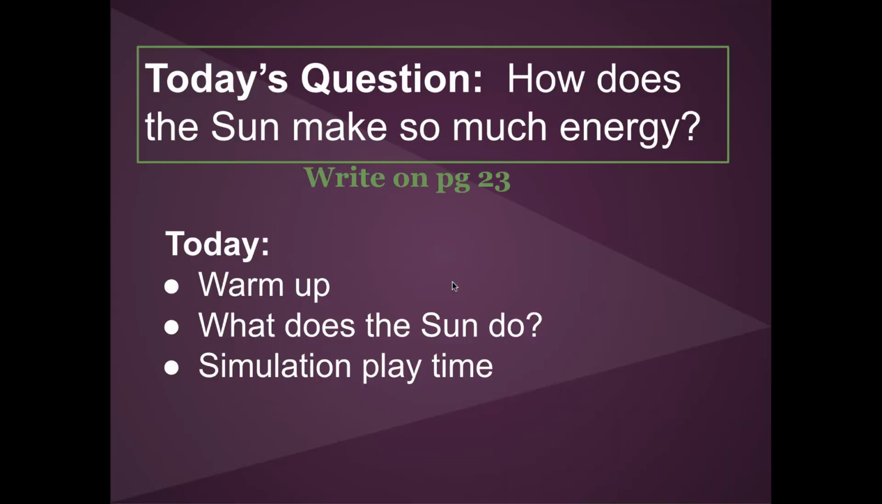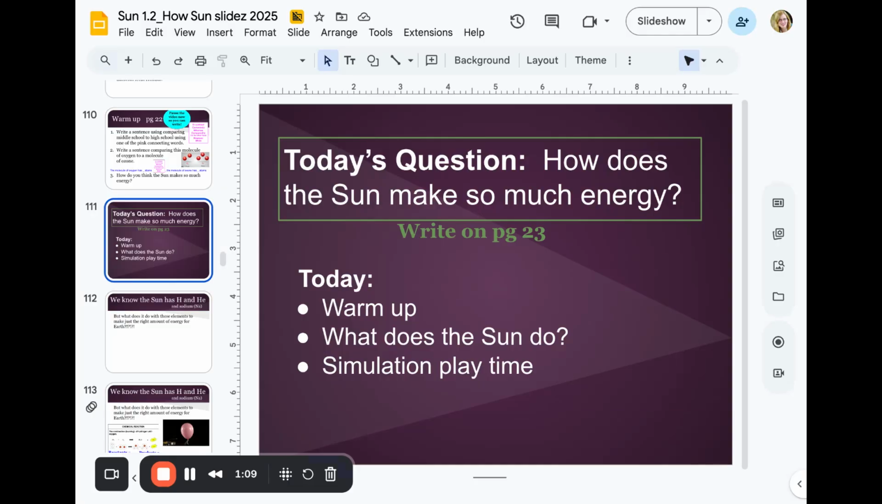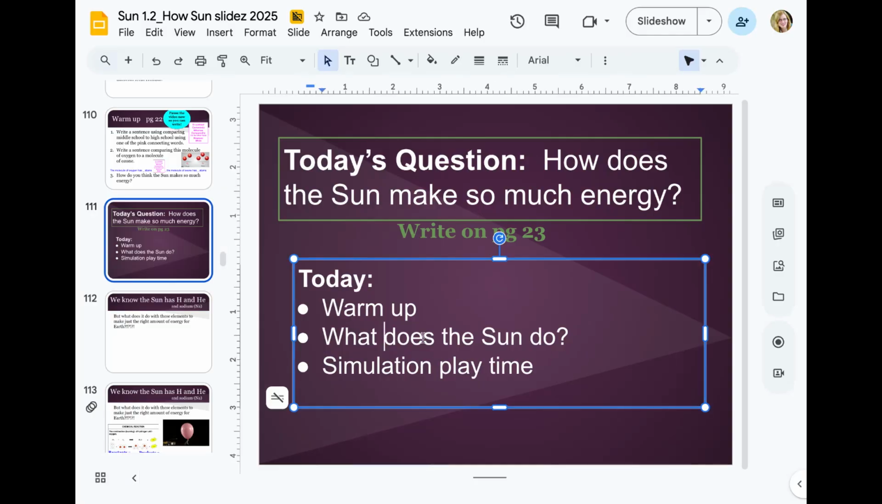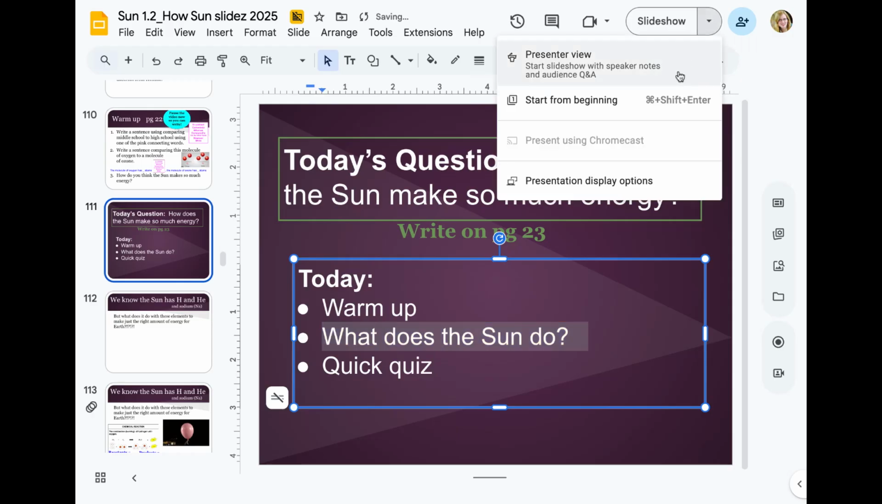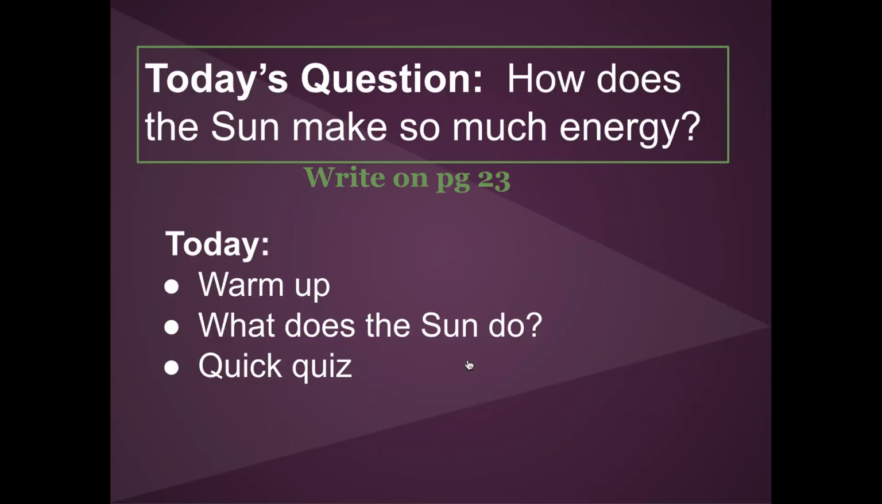And today we're going to do a couple of things, but actually my agenda is a little bit wrong here. So let me just clue you into one more thing. We're actually not going to check out a simulation. That'll be next class when I'm back. But we're going to be doing a little quick quiz at the end of the hour. We're going to be talking about what does the sun actually do, looking at some data, finding some evidence, and making some claims from that data. So that's our plan for today.